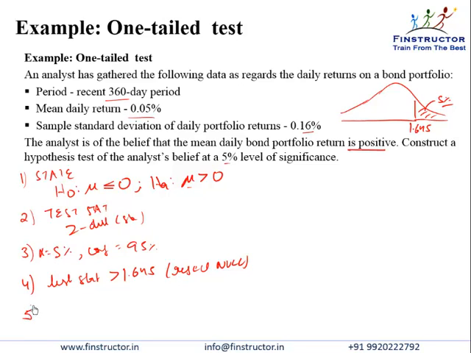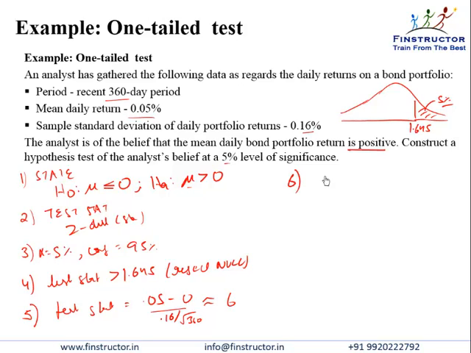Step 5 is to collect the data and calculate the sample statistic. So the mean came out to be 0.05. The test statistic is calculated in the same manner, that is the observed value minus the hypothesized value divided by the standard error, that is 0.16 upon square root of 360, that again comes out to be approximately 6 units.